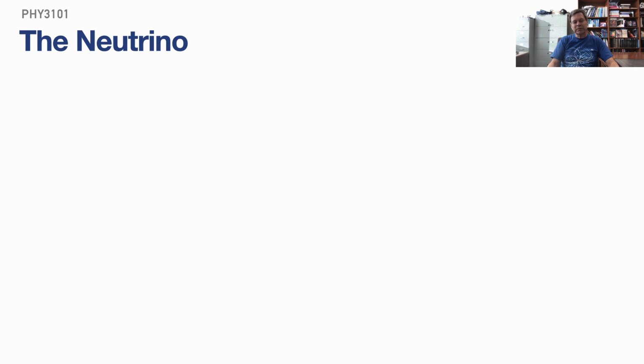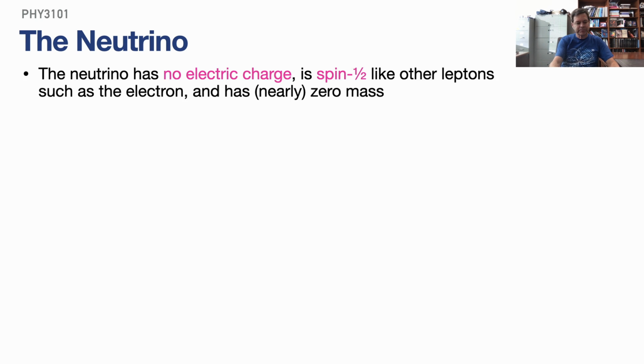So let's talk a little bit more about that neutrino. The neutrino has no electric charge, as I've just said. Otherwise, the reaction wouldn't have balanced. It turns out it is a spin 1/2 particle like the other leptons, like the electron. And it was assumed to have zero mass, but it turns out it does have a very, very small mass, nearly zero, but not exactly zero.